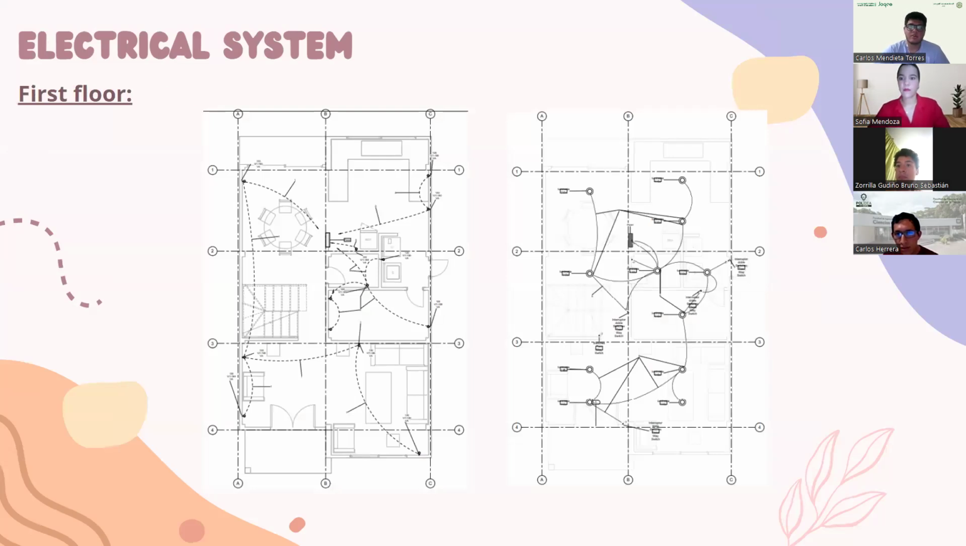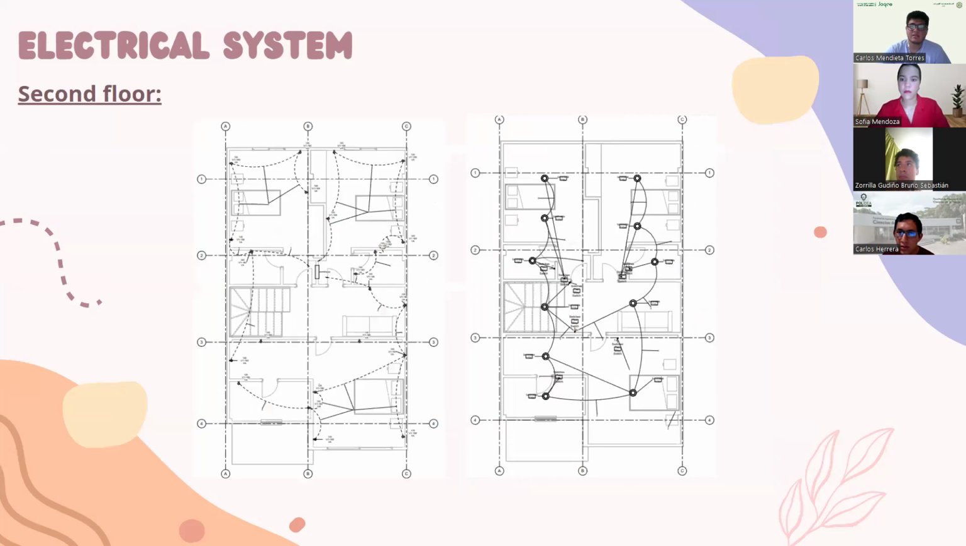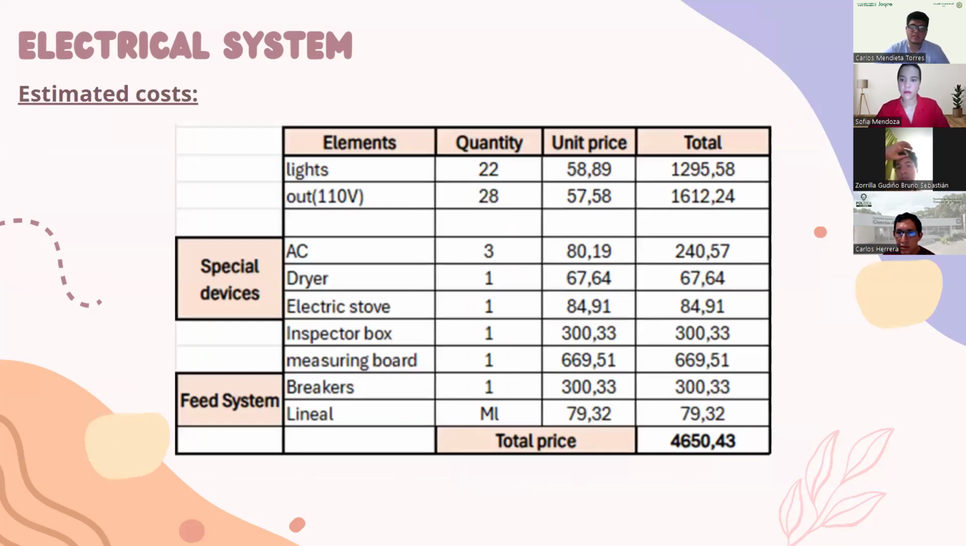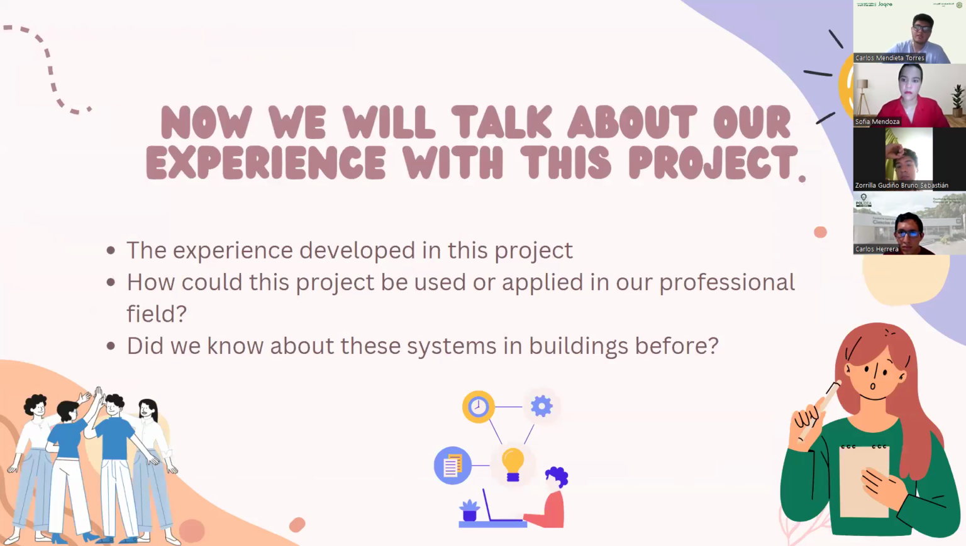The first floor specifications of outlets and lighting, and the second floor ones, and the estimated cost between lights and the special installation in the feeder system comes to about $4,650. Thank you. And now we're going to talk about some experiences of this project.